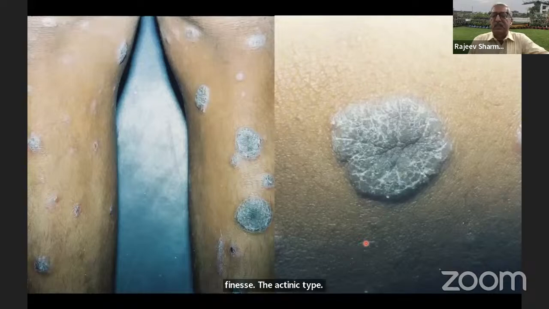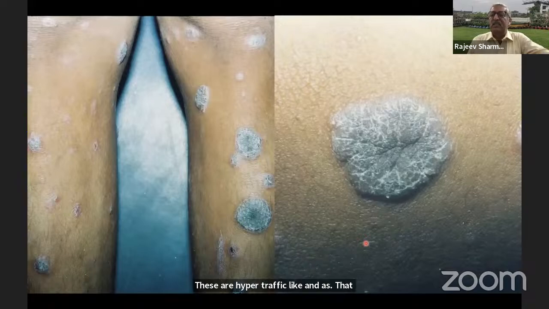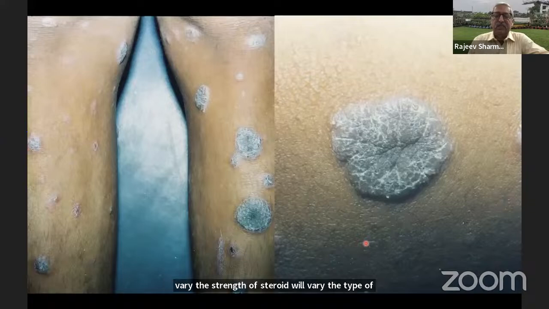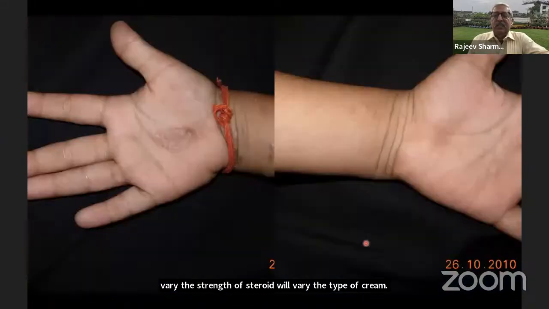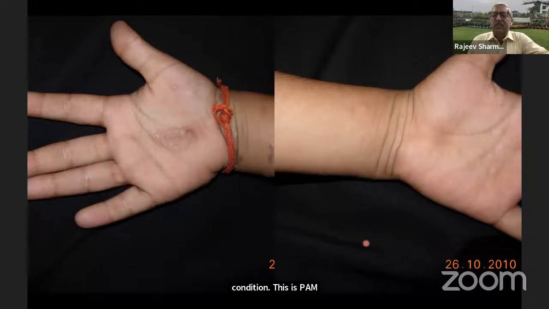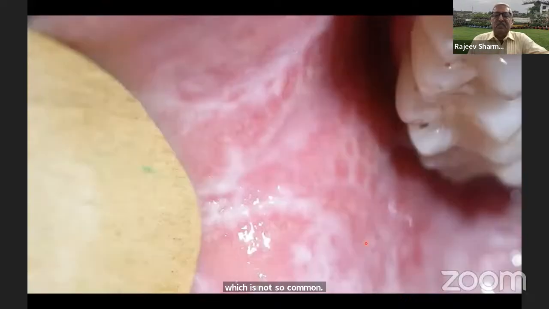The treatment will vary. The strength of steroid will vary. The type of cream, ointment, base, whatever you want will vary in every condition. This is palm involvement in lichen planus, which is not so common. Again, the treatment pattern or things will vary. The oral lichen planus lesions, again, in the buccal mucosa.